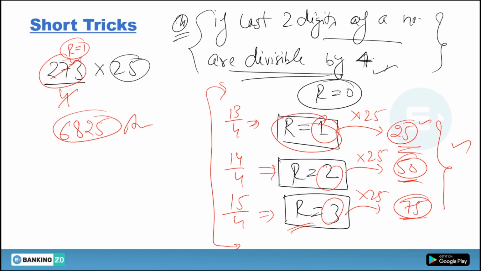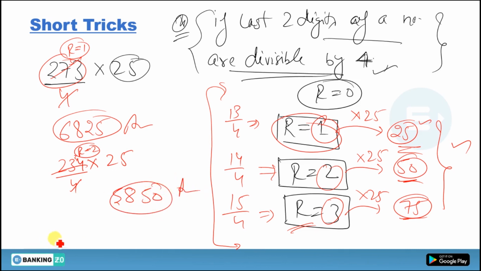Okay, now see one more. If you want to multiply this 234 by 25, what are you getting? Just divide it by 4. 5 4s are 20. Now here you will have 34, so 8 4s are 32. What will be the remainder? The remainder will be 2. So just multiply this 2 by 25, you're getting 50, and this one is the answer. So if you learn this trick, this will help you to solve your questions very quickly in your exam.